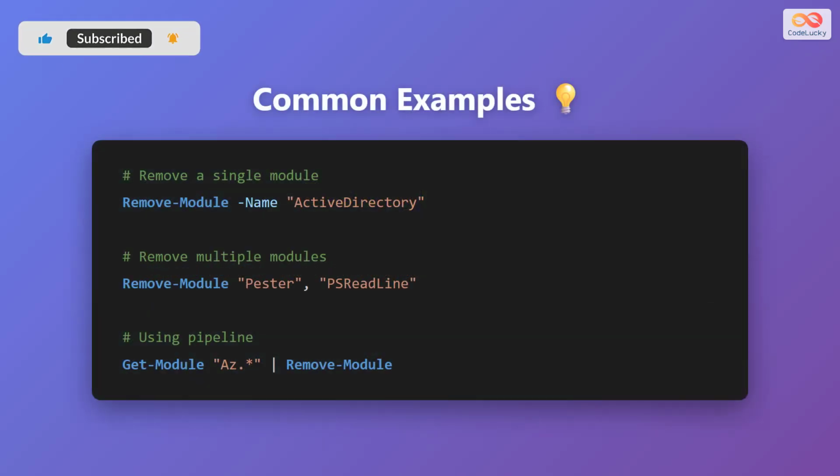Let's look at some practical examples. First, you can remove a single module like ActiveDirectory by specifying its name. Second, you can remove multiple modules at once by providing a comma-separated list, such as Pester and PSReadLine. Third, you can use the pipeline to remove modules that match a pattern. For instance, Get-Module with a wildcard pattern like Az.* piped to Remove-Module will remove all Azure-related modules currently loaded in your session.